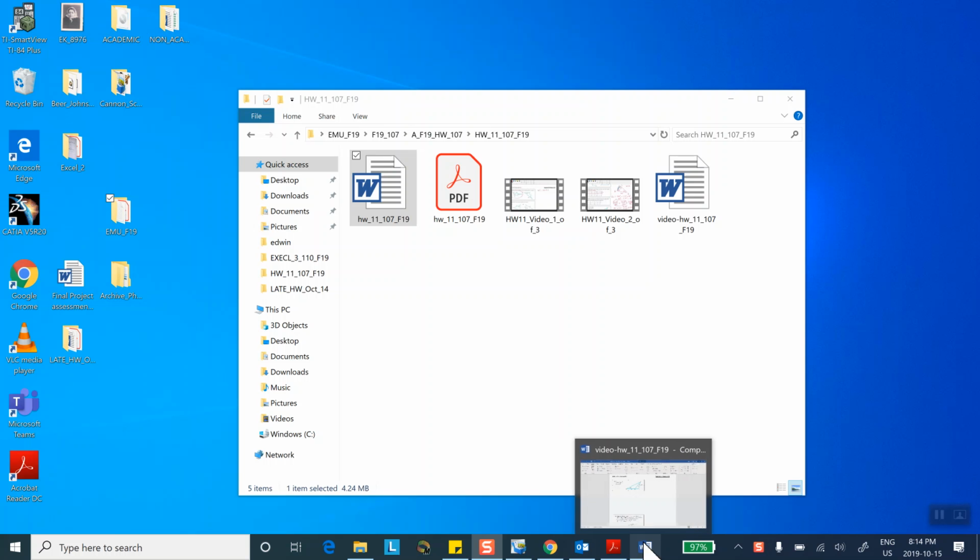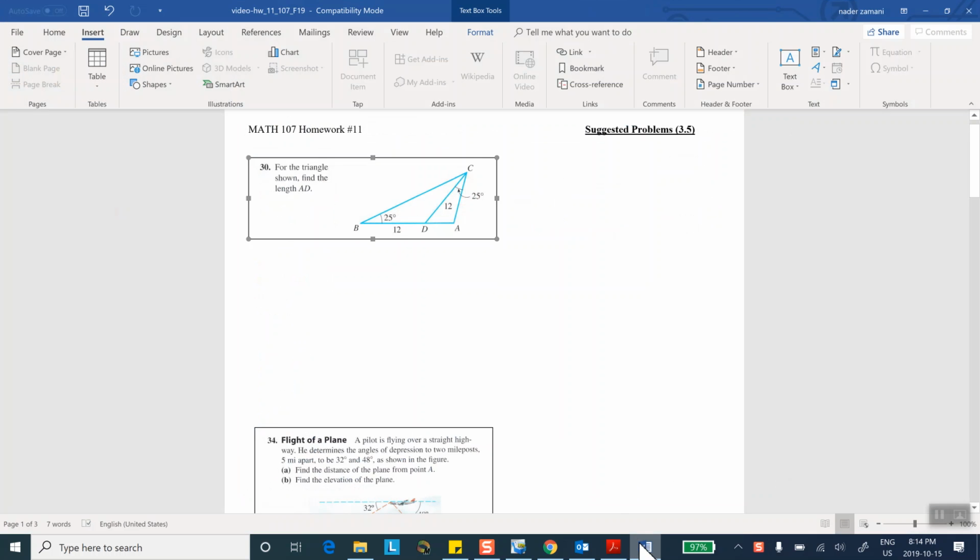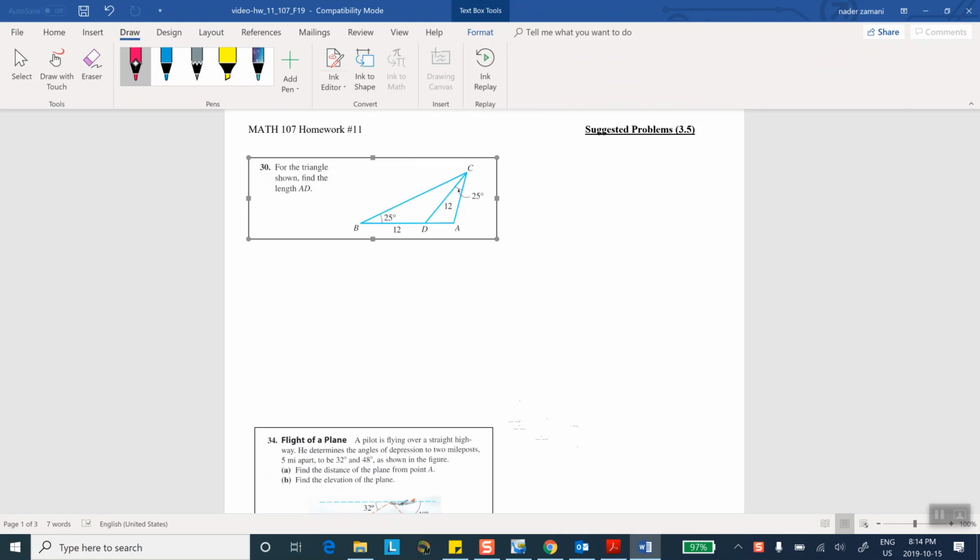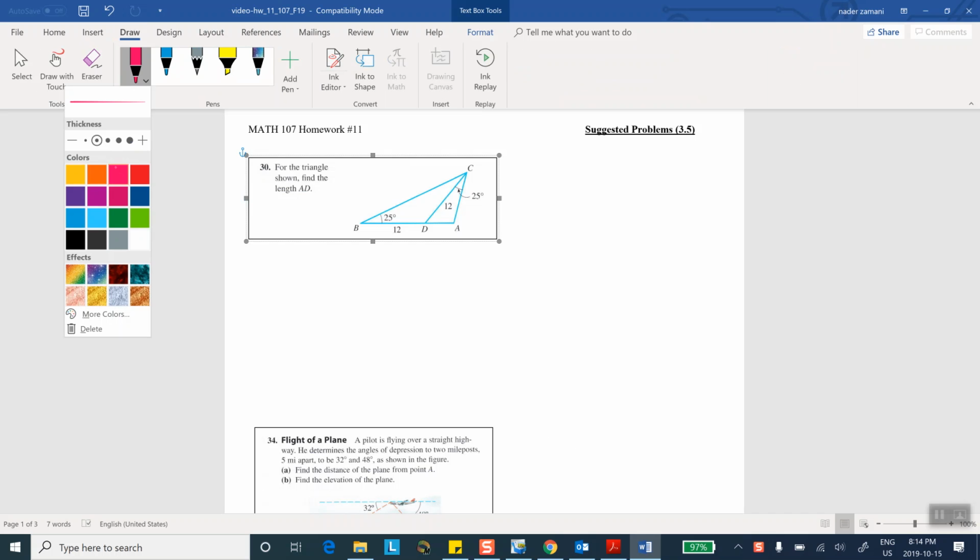I think some of these word problems were left out, so let's go ahead and try to do it here. Problem number 30. It says find the length AD.